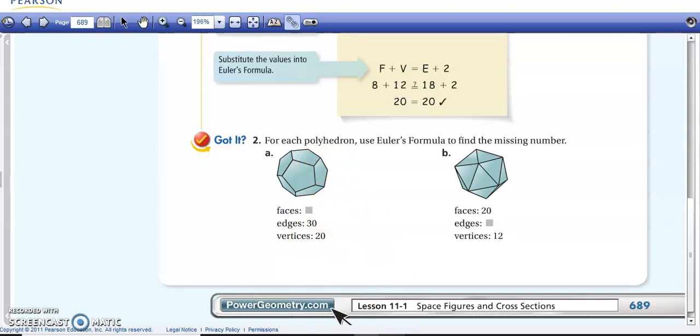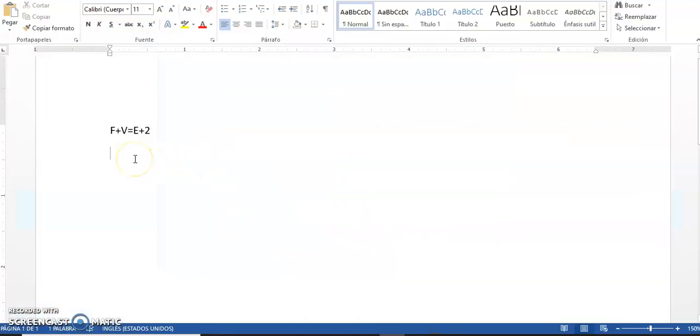Now let's make the substitution in the formula. Here we are looking for the faces. We don't know the value. The faces plus the vertices, 20, equal the quantity of edges, 30, plus 2, that is part of the formula. Now the next step is to isolate the faces. The faces will be 30 plus 2, 32, minus 20. The final answer: the quantity of faces will be 12. That is the answer for that exercise.